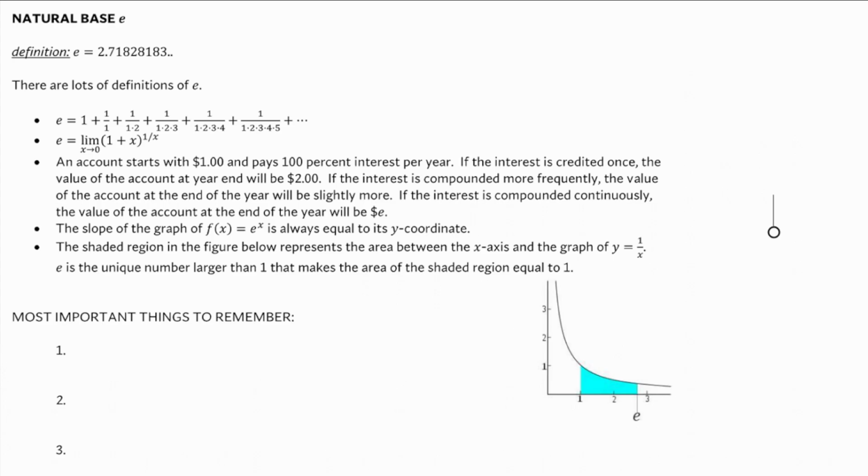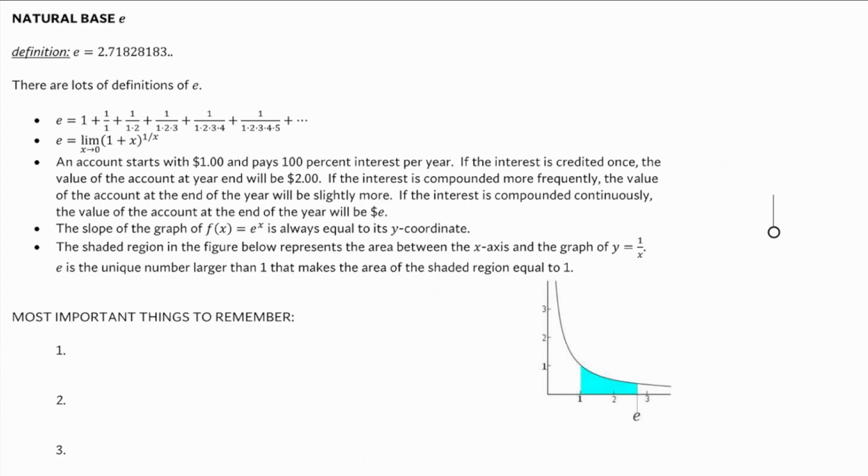It's 1 plus 1 over 1 plus 1 over 1 times 2, and keep adding 1 over n factorial. I'm not sure if you've heard of factorial, but that's like 5 times 4 times 3 times 2 times 1, that's 5 factorial. E is also the limit as x approaches 0 of 1 plus x to the 1 over x power. So take a really small number like 0.001 and plug it into your calculator. Do 1 plus 0.001 to the 1 over 0.001, and you'll see you're getting closer to 2.718 the smaller you make x.